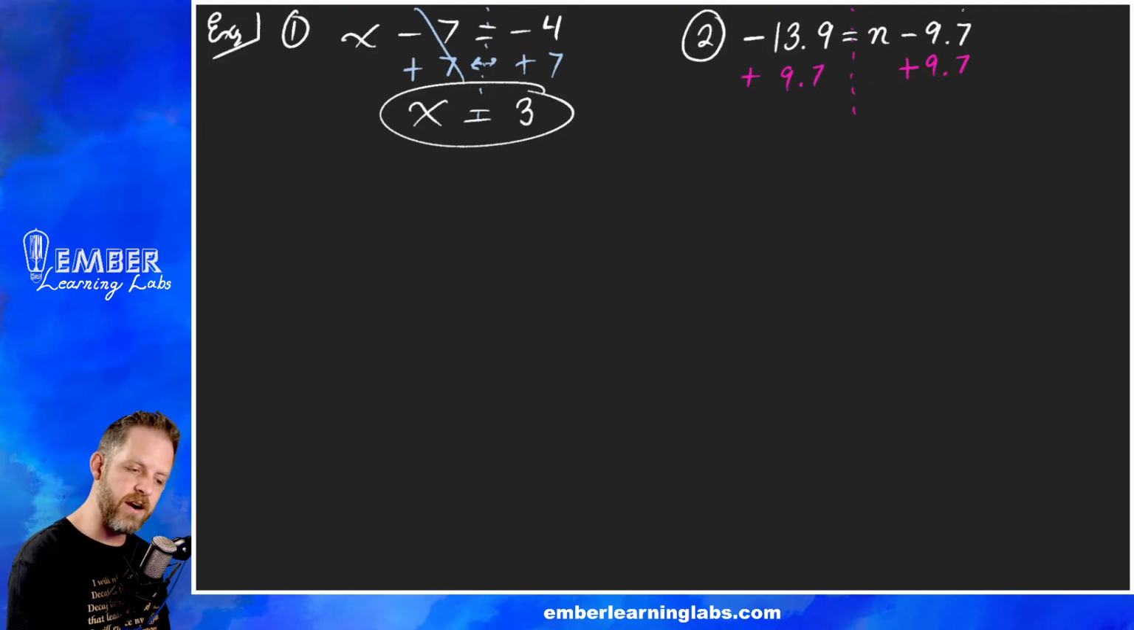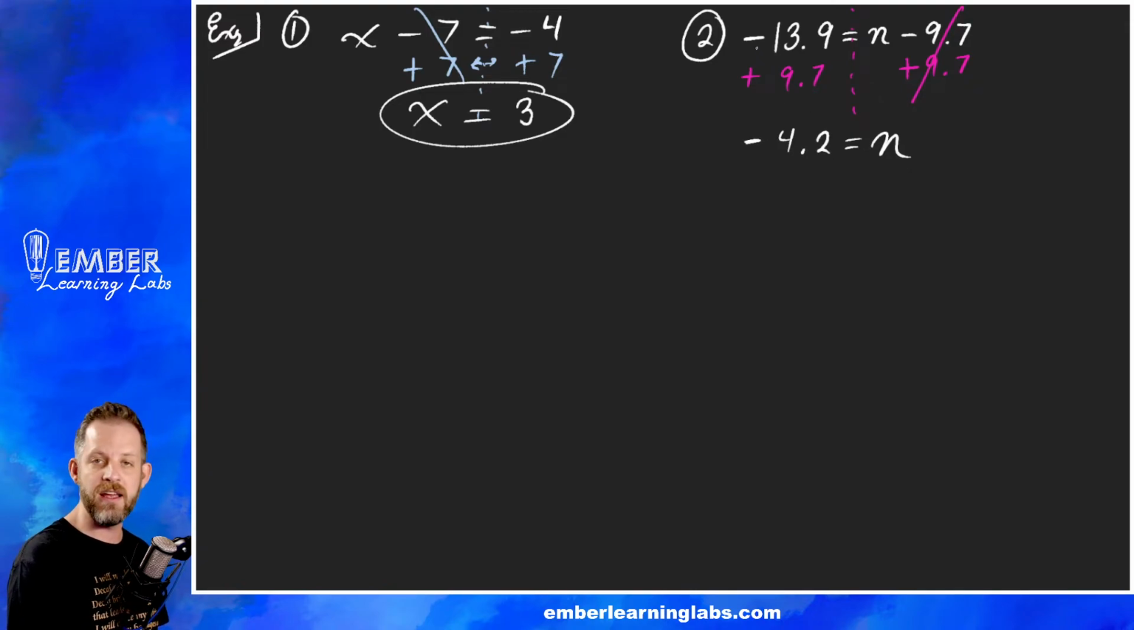So over here, this cancels out, leaving us with just an n. We're going to line up our equals. Signs are different, so we're going to subtract and keep the sign of the bigger one. So 13.9 minus 9.7 is 4.2, but it's -4.2 because 13.9 is bigger and it's negative.